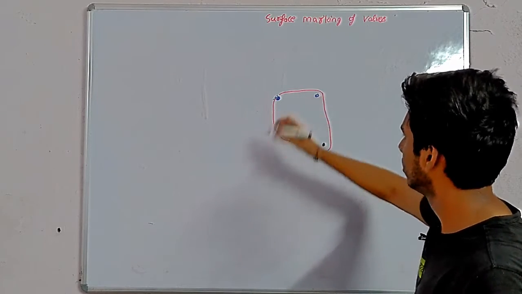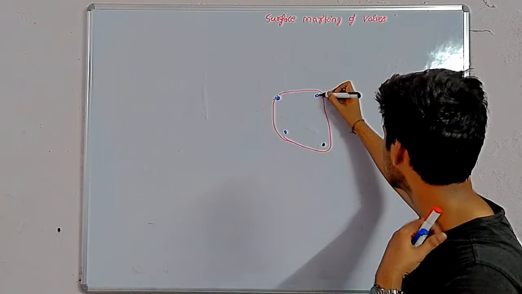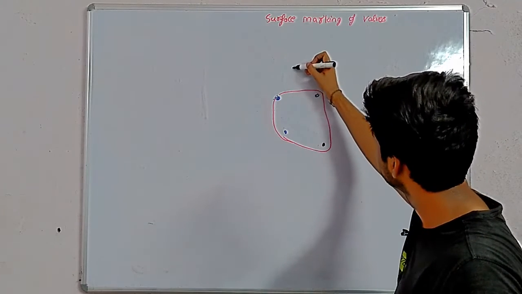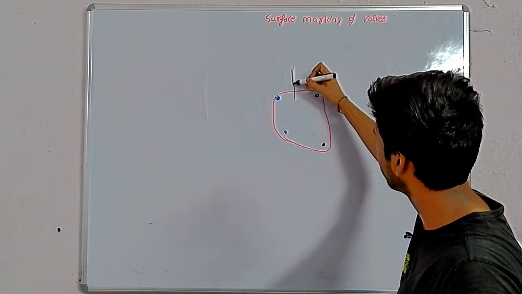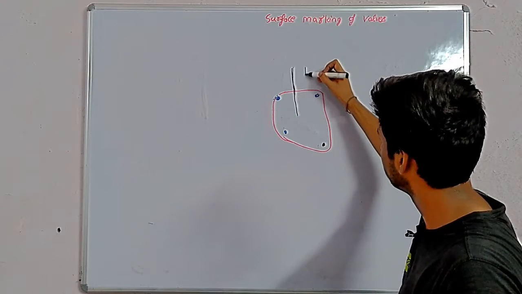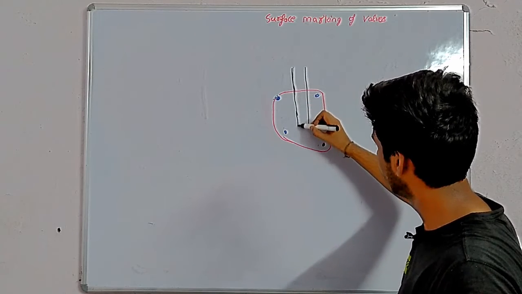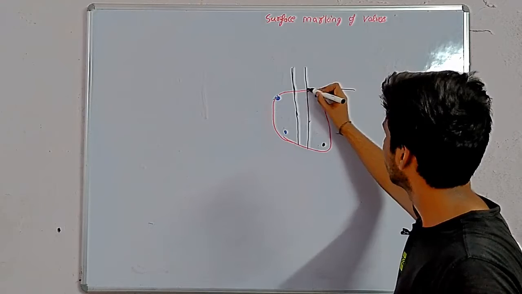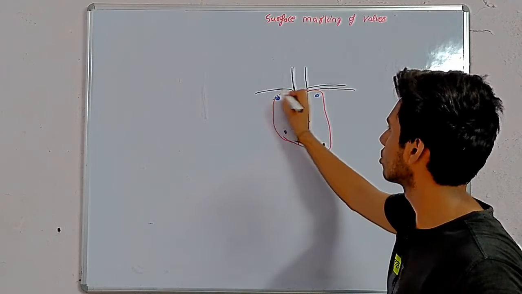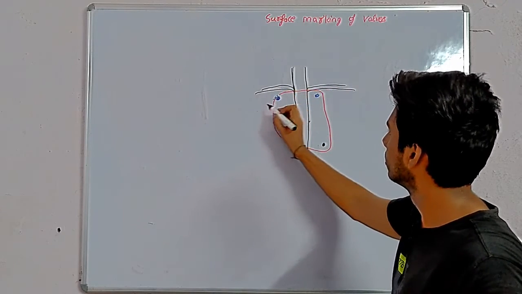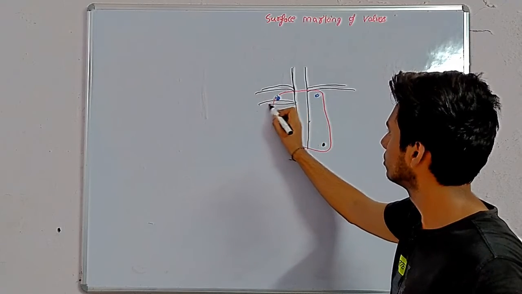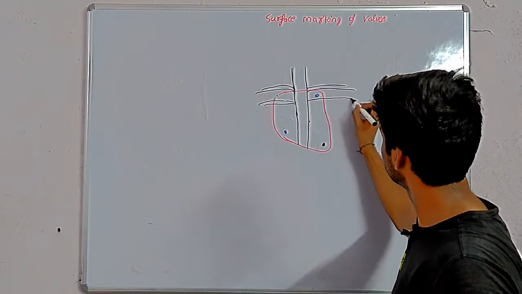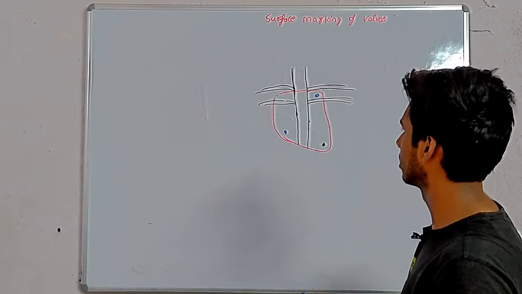So the first surface marking is this. We know this is the sternum. We can draw the sternum. So there are 4 surface markings. This is the sternum. Then this is the first rib, the first costal cartilage, and this is the second costal cartilage.